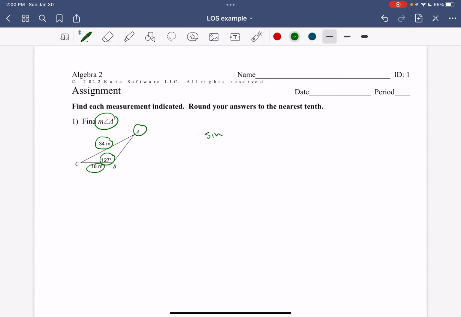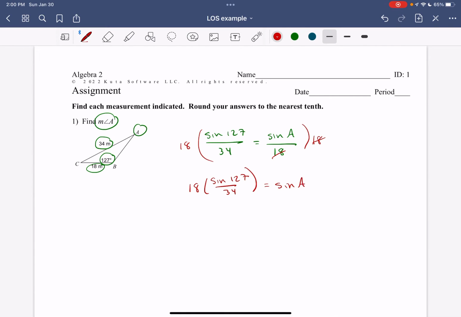I'll say sine of 127 over 34 equals the sine of A, I don't know what A is yet, over 18. So the game plan here is to isolate sine of A and then use inverse sine to figure out what A is. So I need to multiply both sides by 18 to get the sine of A alone. So now I have 18 times the sine of 127 over 34 equal to the sine of A.